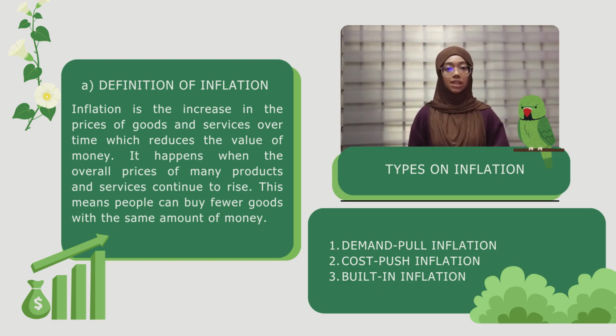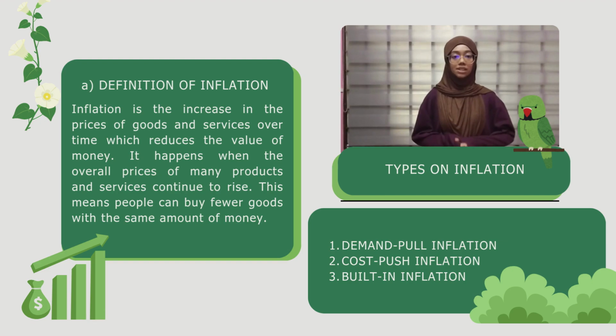Demand pull inflation is the type of inflation that happens when the demand becomes greater than the available supply. When consumers have more money and spend more, businesses may not be able to produce enough products to meet the high demand. As a result, the price increases. For example, when too many people want to buy a smartphone, but there are not enough smartphones available, the sellers may increase the price because the demand is higher than the supply.